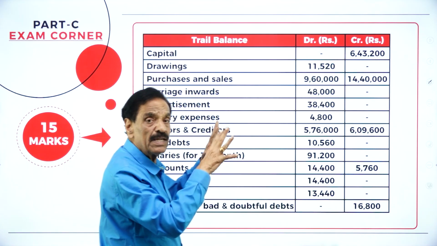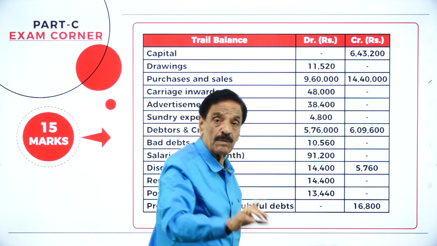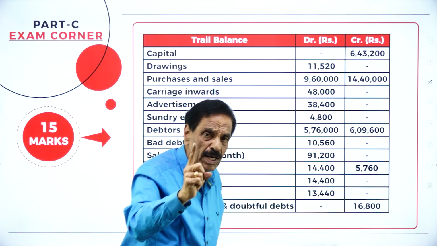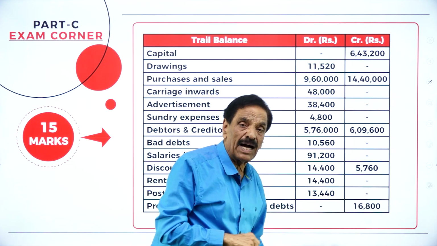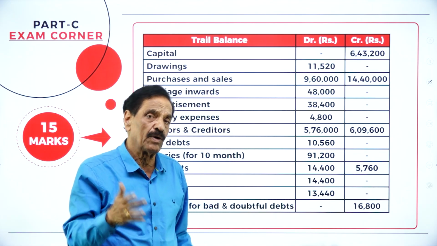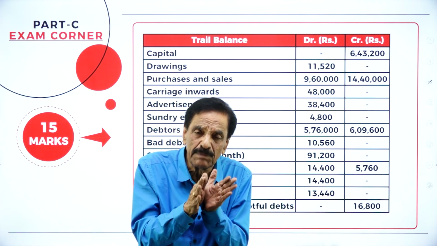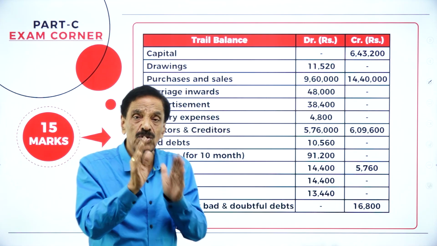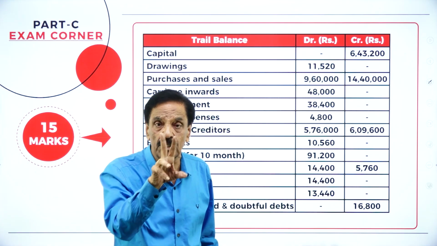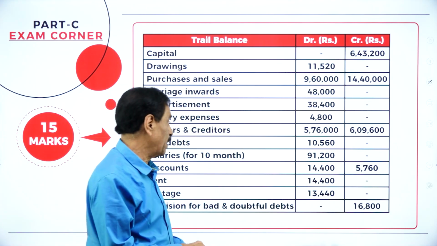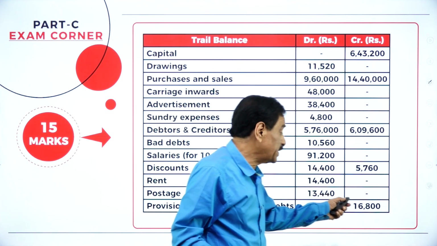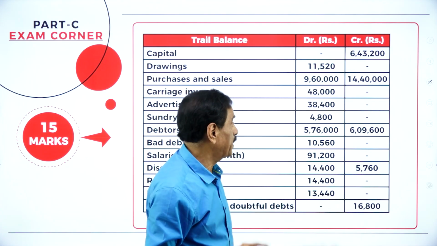Whatever items come from the trial balance should appear only one time. The items in the adjustment appear two times, sometimes three times. So I will repeat: items from the trial balance appear only once, and items from the adjustment should appear twice. That is most important. The debit side shows assets and expenses, and the credit side shows incomes and liabilities.